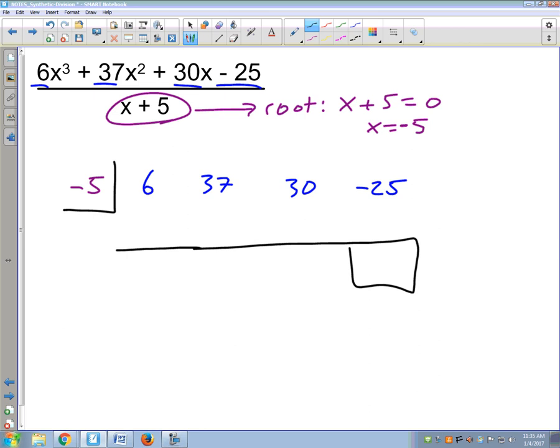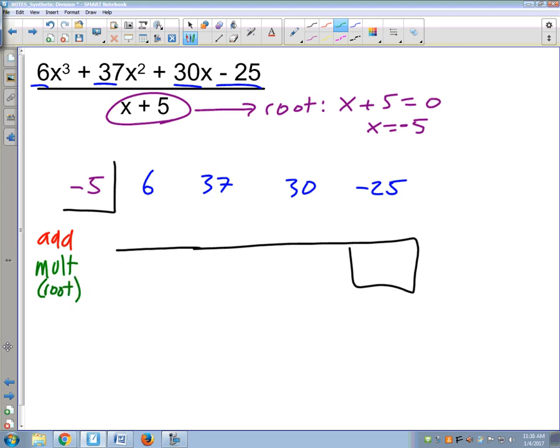All right, so remember yesterday there were 3 steps. Divide, multiply, subtract, divide, multiply. We just kept doing them over and over again. This time around, only 2 steps. Woo! So the 2 steps are add and multiply. And when we multiply, we're always going to multiply by the root.